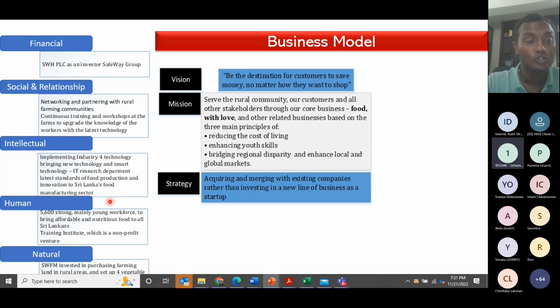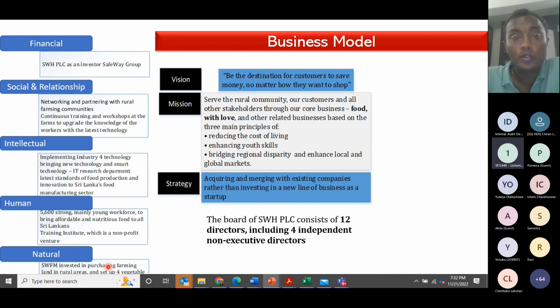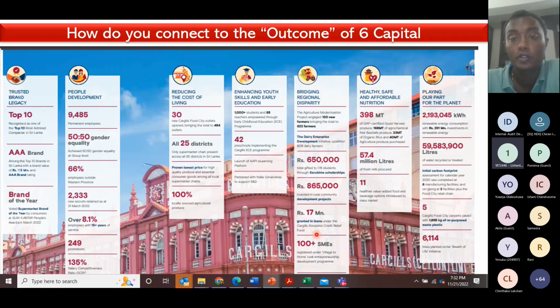Natural capital is largely those farming communities, the land they have acquired. One of these companies invested in rural areas, and now you will apply the agriculture standard and see how we recognize that. Somewhere in the case study, they say they clear this agriculture, maybe vegetables, every year. And now, as I told you, it's not only vision, mission, strategy, but it's all about governance. Now, this is part of the governance: 12 directors, including 4 independent non-executive directors.